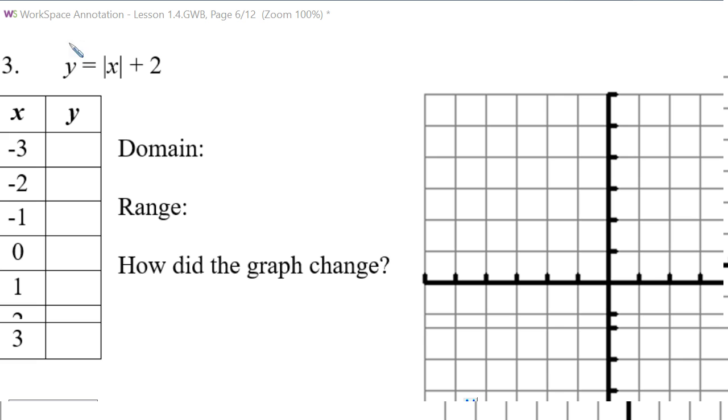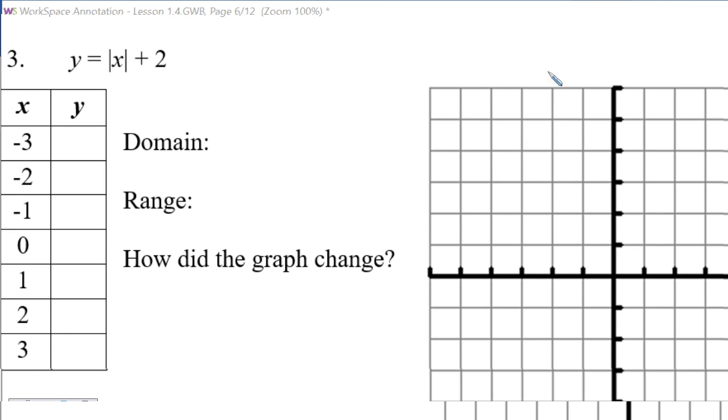So if I put a negative 3 right here, what is the absolute value of negative 3? 3. What is 3 plus 2? 5. If I put a negative 2 here, what's the absolute value of negative 2? And what's 2 plus 2? 4. If I put a negative 1, what's the absolute value of negative 1? And 1 plus 2? 3. If I put in a 0 for x, what's the absolute value of 0? And 0 plus 2? 2.